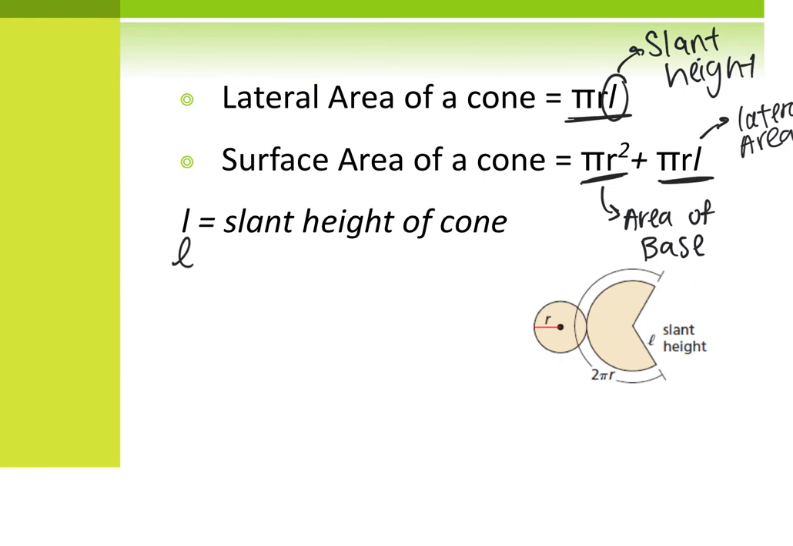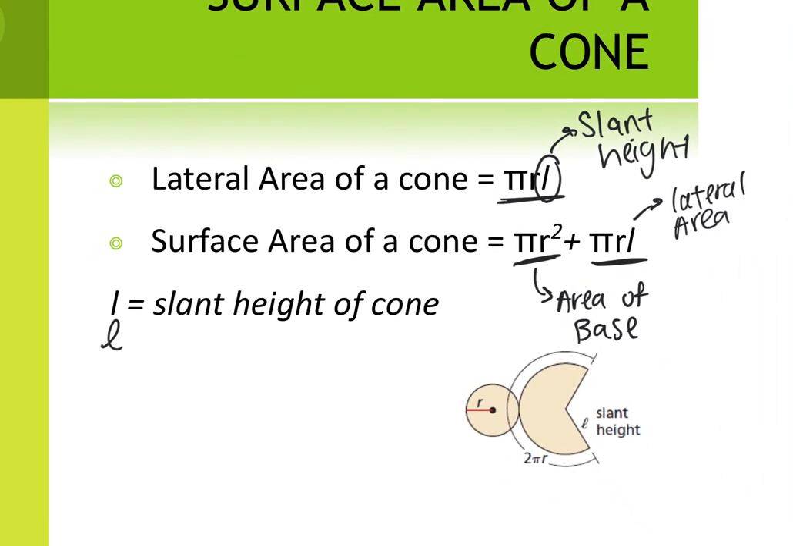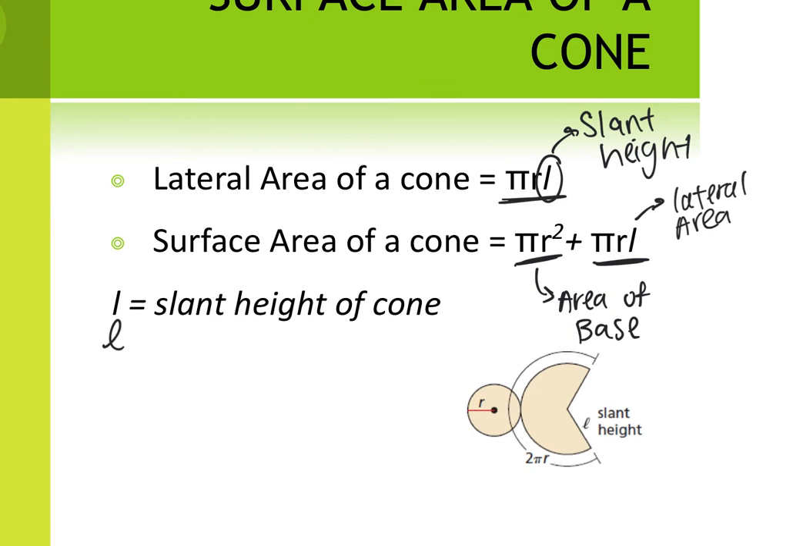All right, the formula is going to be, we're going to have to use the slant height, and we're going to do pi r times that L, which is the slant height, which is pi r squared plus pi r L. But we just found the area of the base and the lateral area.